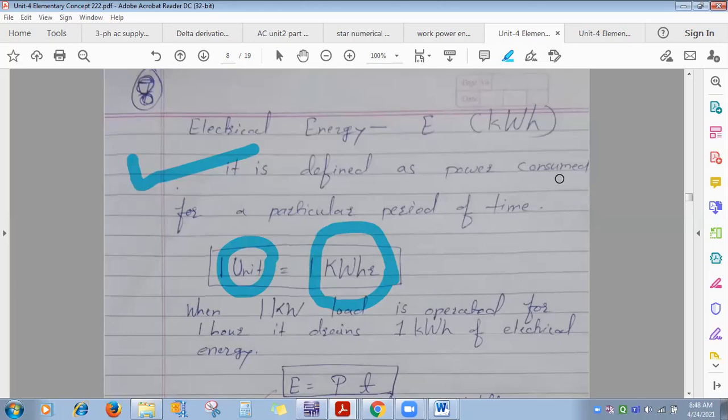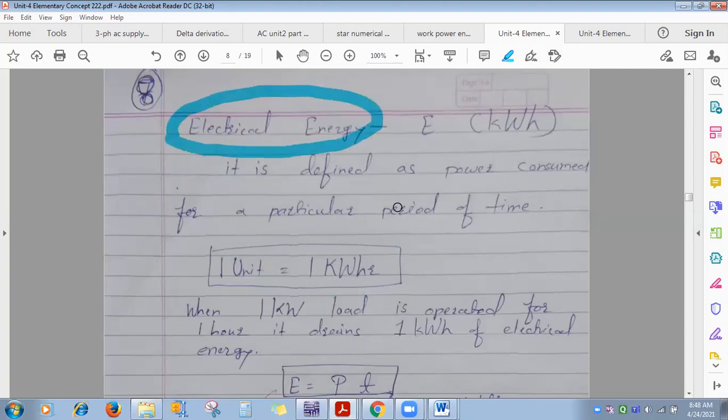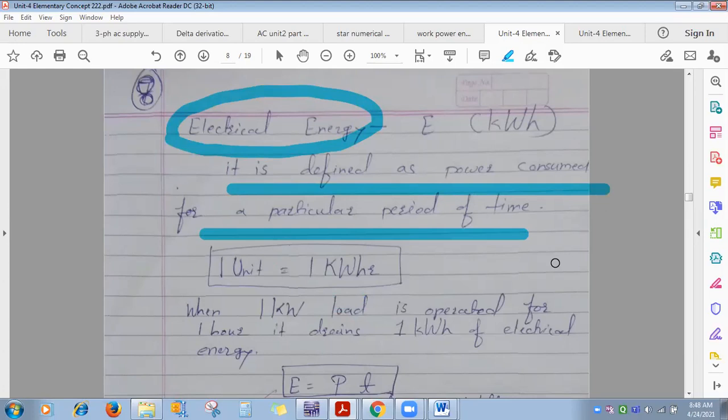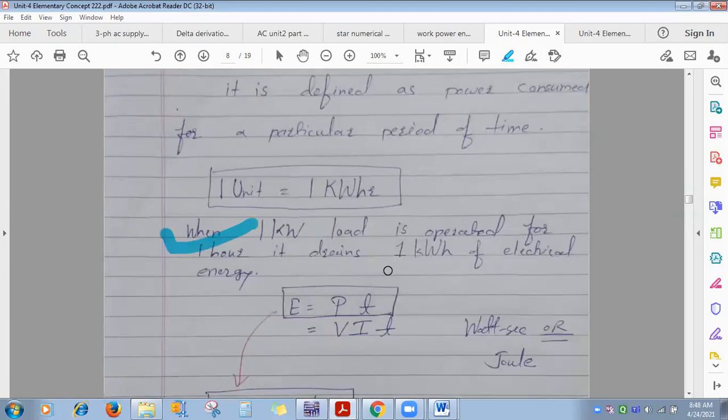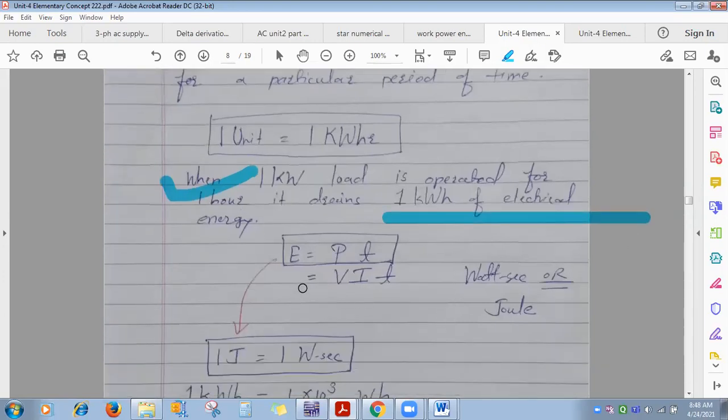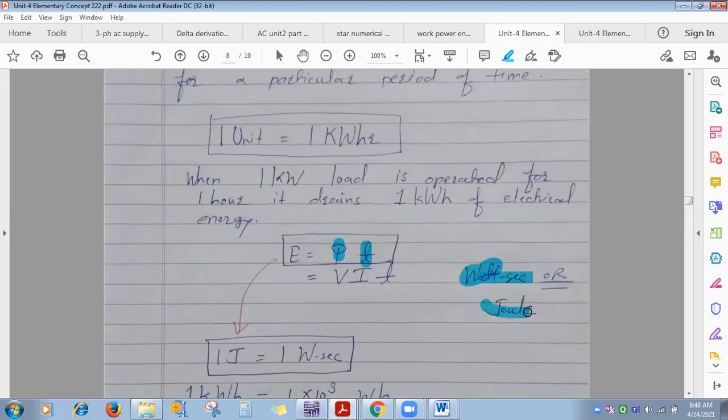by that consumer. So what the energy meter does is measure the electrical energy consumed by that consumer. It is defined as the power consumed for a particular period of time. When a 1 kilowatt load is operated for 1 hour, it drains 1 kilowatt hour of electrical energy. Electrical energy is equal to P into T. The formula for P we know, V into I. So E is equal to VIT. Power we know is in watt and time is in second.